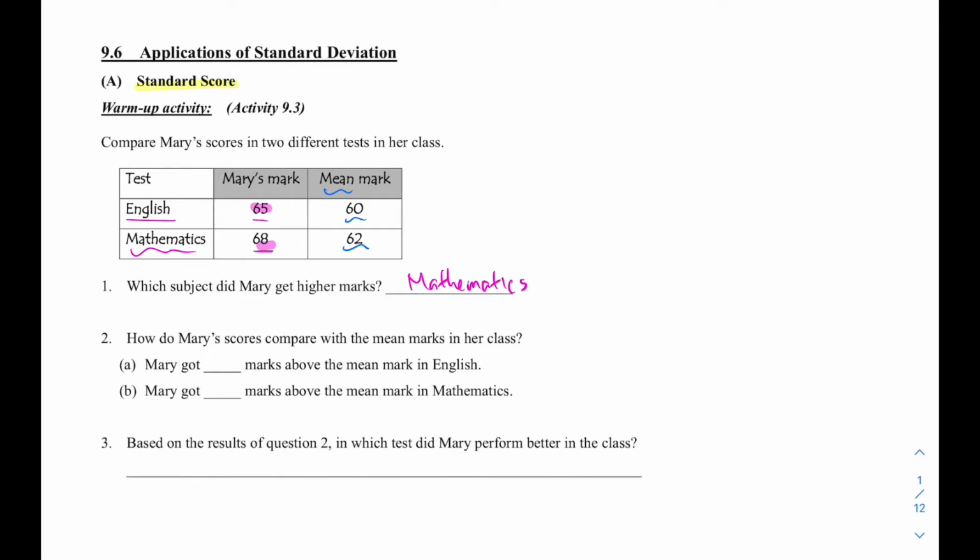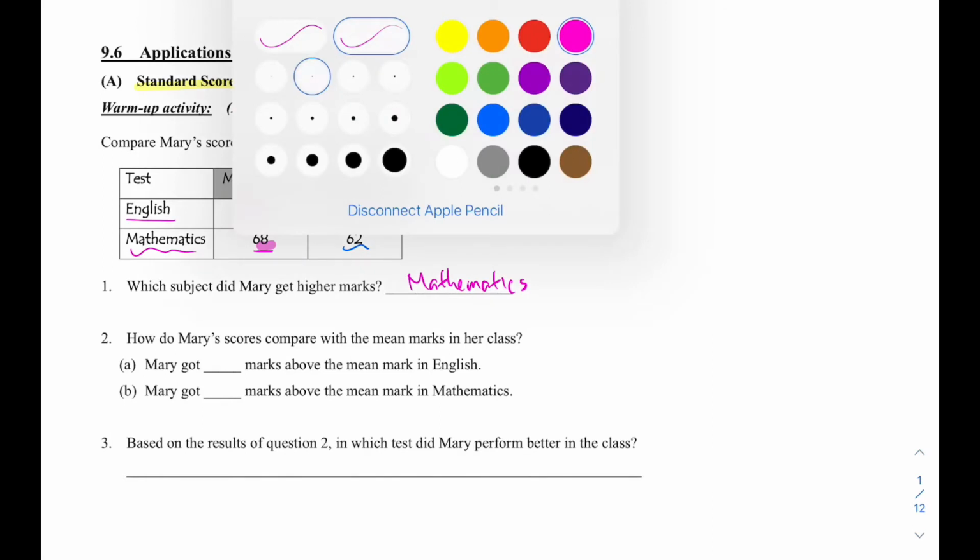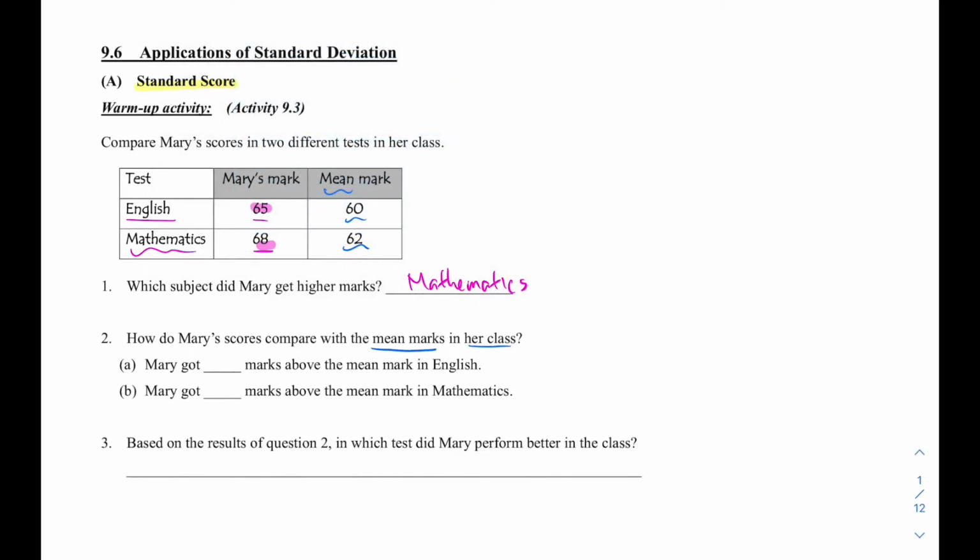Question 2. How do Mary's scores compare with the mean marks in her class? So you just compare Mary's mark with the mean marks. For English, 65 is greater than 60. So her mark is 5 marks above the mean in English. And she got 68 in maths. So it is 6 marks above the mean.